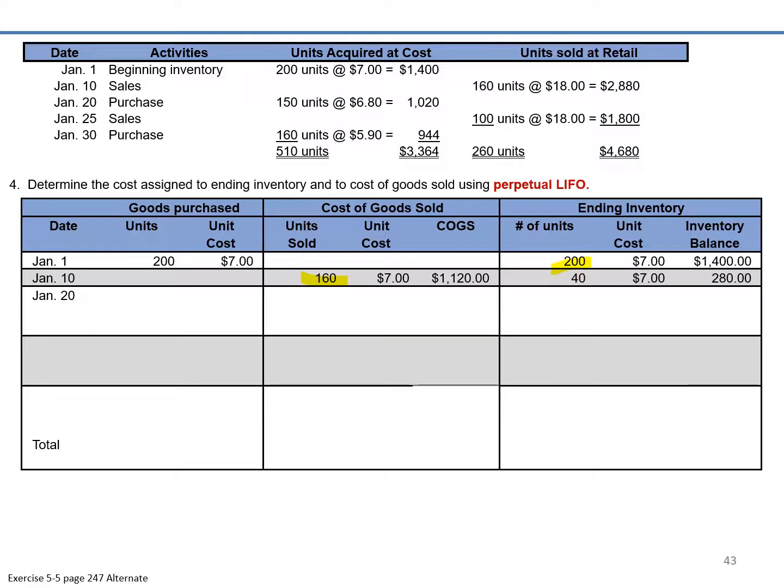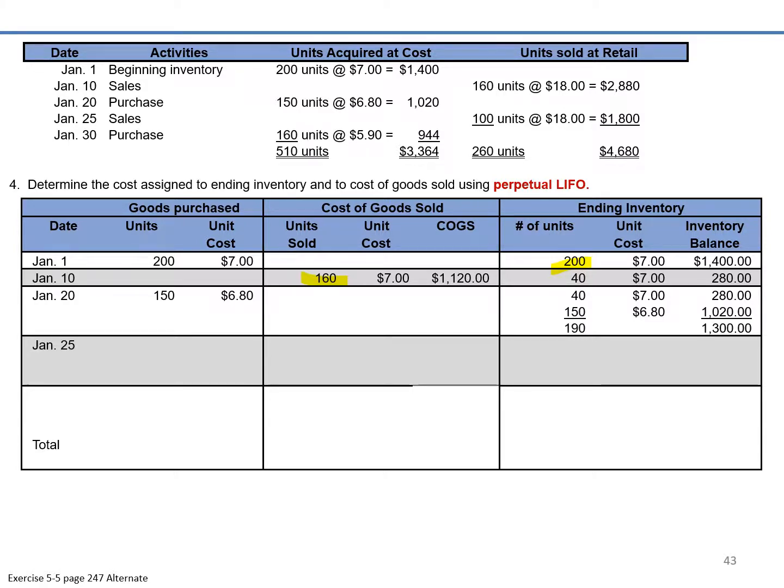Then on January 20th, I purchased 150 units at a cost of $6.80. So I have 40 left at $7. I'm adding to it 150 at $6.80. So my total ending inventory is 190 units at a total cost of $1,300.